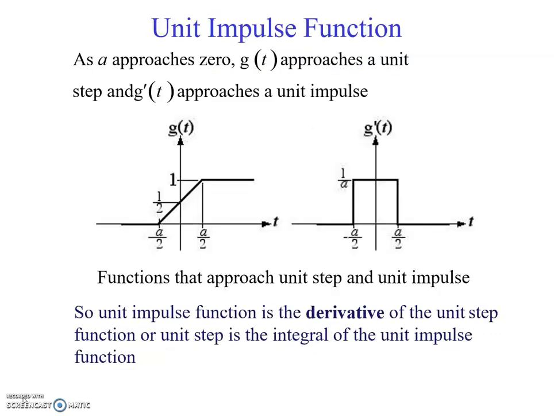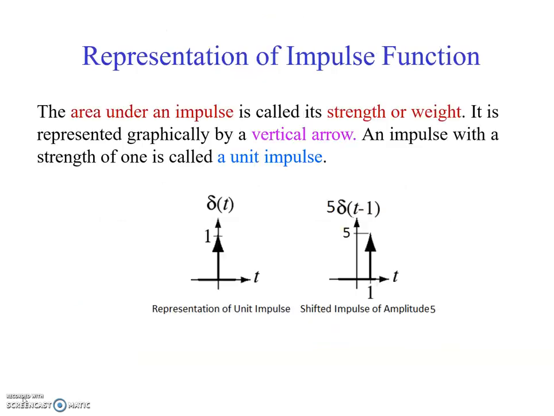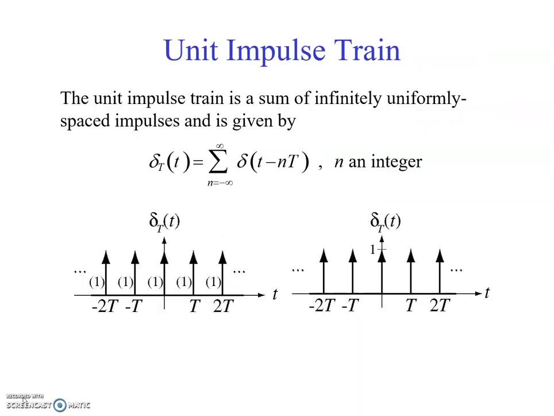Next one is the unit impulse function. This is a pulse which is there between minus a by t, and its value is 1 by a. Next one is the unit impulse function. That one we are denoting with delta t. And this is valid only at t equal to 0, when its strength or value is equal to 1. That one we are calling a unit impulse.